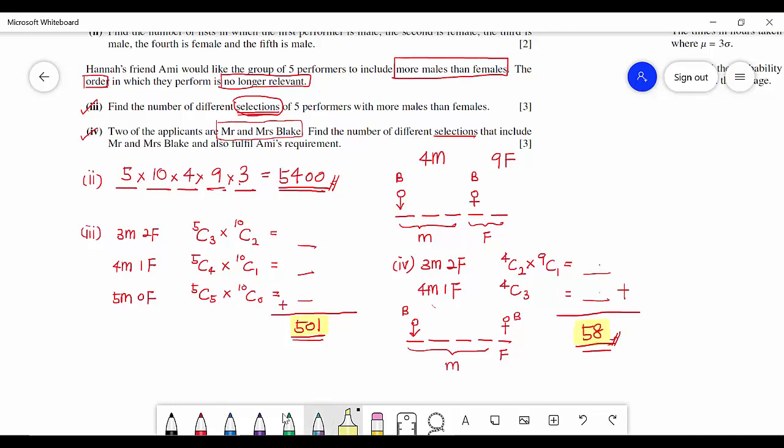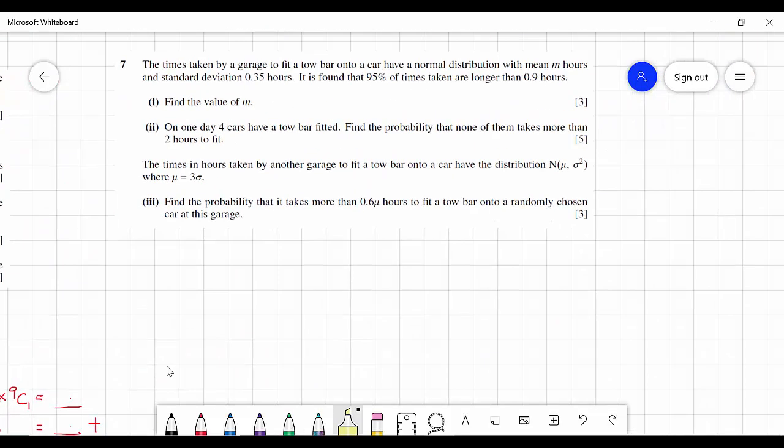So this is what we have for question number 6. All right, so let's proceed to question number 7.